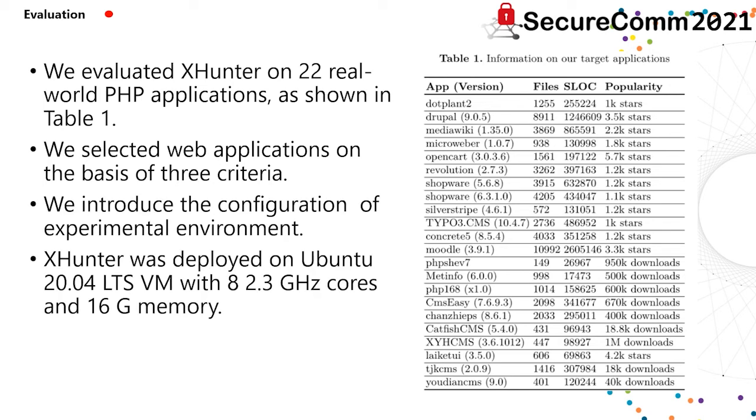XHunter was deployed on an Ubuntu 20.04 LTS VM with 8 2.3 GHz cores and 16 GB memory. We first downloaded the program code and deployed the vulnerable applications. This process included installing the applications with database initialization and creating an administrator account. Then, we found the exploit paths through XHunter. Finally, we leveraged basic XXE payloads to confirm the existence of the vulnerabilities. After manual confirmation, we responsibly reported the vulnerabilities to the vendors.